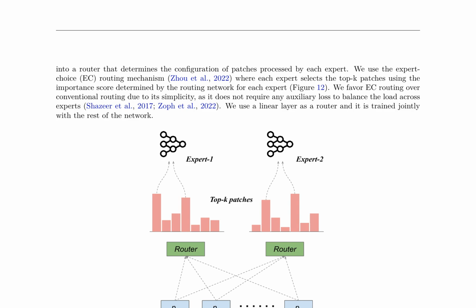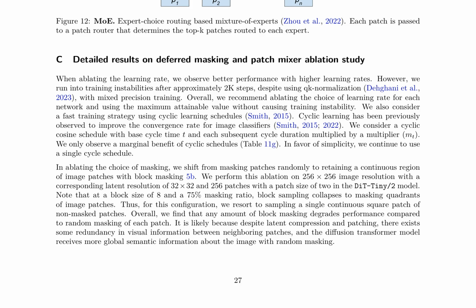The router is implemented as a linear layer and is trained jointly with the rest of the network. The authors conduct an ablation study on deferred masking in patch mixer, observing better performance with higher learning rates. However, training instabilities arise after approximately 2 thousand steps, despite using QK normalization and mixed precision training. It is recommended to ablate the choice of learning rate for each network and use the maximum attainable value without causing training instability. A fast training strategy using cyclic learning schedules is also considered, but only marginal benefits are observed.